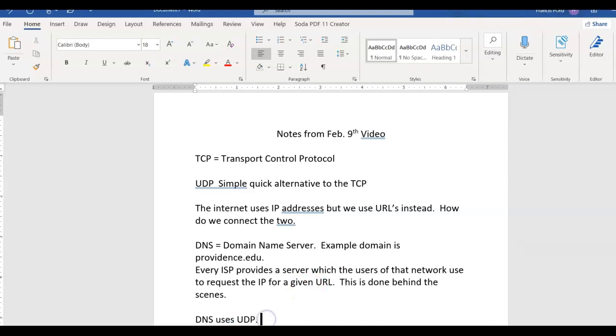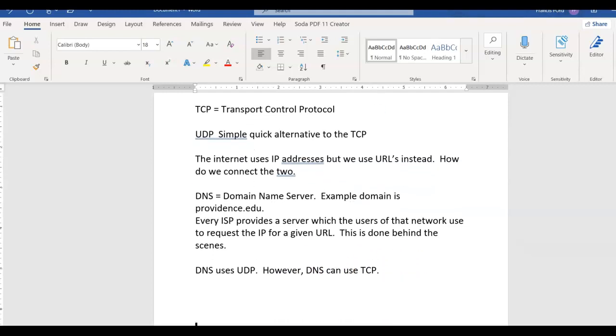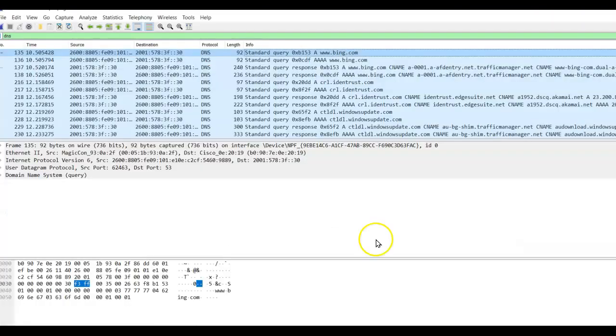However, DNS can use TCP. I was looking on the web, and there is some information there on how it uses TCP instead of UDP. But it's one of the applications that's known for using UDP. So let's go back to where I am. That's this one here. I now know what it means, User Datagram Protocol.